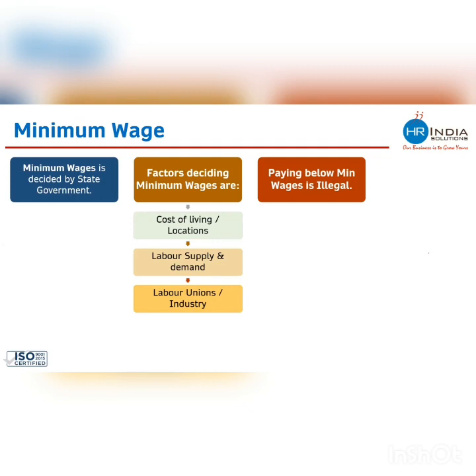So whenever you are deciding the basic salary of an employee, you need to refer to the minimum wage of that state for that specific scheduled employment category, right? And on the basis of that only, you need to specify the basic salary of the employee. That should not be less than the minimum wages decided by the state government. It should be either equal to or more than the minimum wage of that specific state.